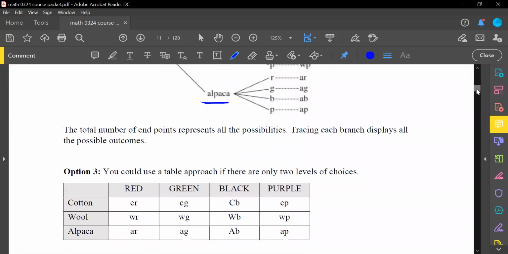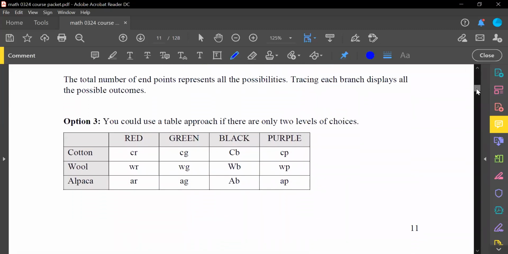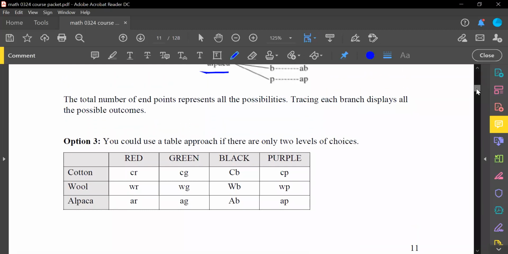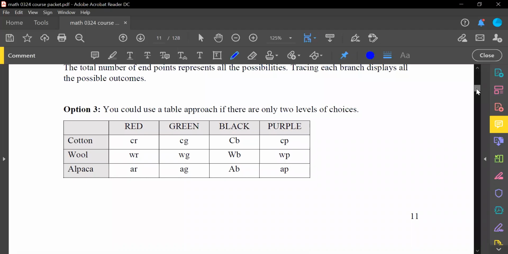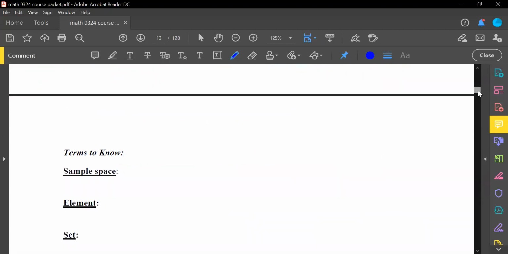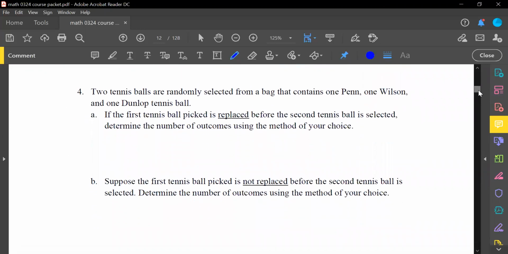Another option: tree diagrams and 2-way tables kind of do the same thing. We can make a 2-way table. It doesn't matter where I put the colors and the types, but one way I'm going to put the colors, and the other way I'm going to put the types: red, green, black, purple, and cotton, wool, alpaca. Then I can just read, like here would be cotton red, this would be wool red, alpaca red. This would be cotton green. That lists out all your possibilities. And notice this is 4 by 3, so 3 times 4 different possibilities.